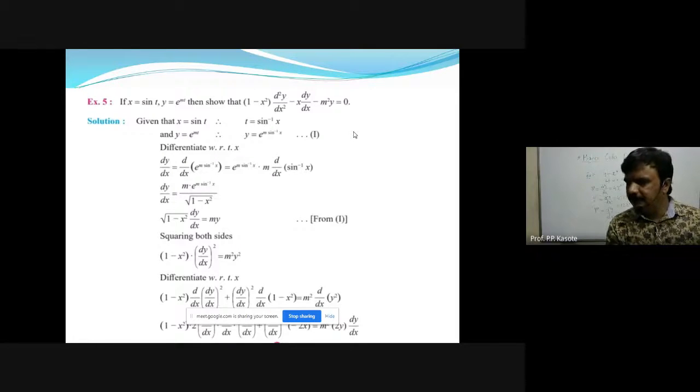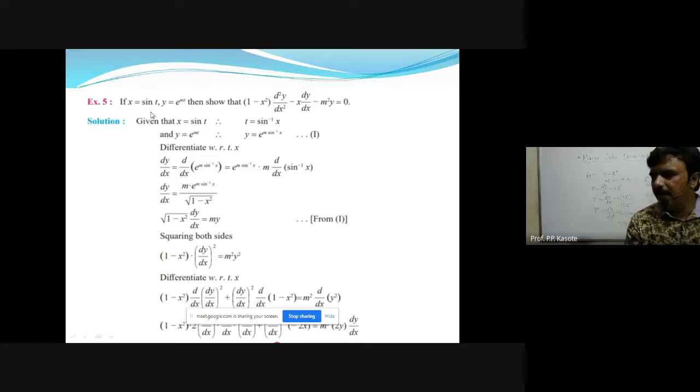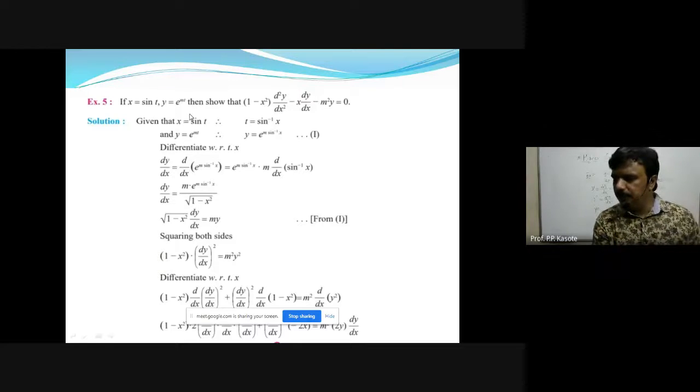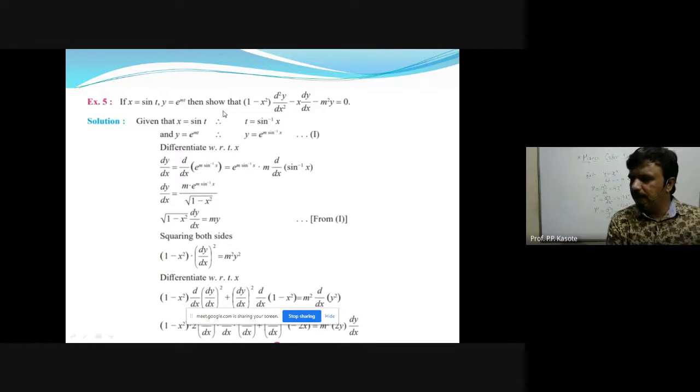Now see, last example we'll see over here. If x is equal to sine t and y is equal to e raised to mt, then show that (1 minus x square) into d square y upon dx square minus x into dy by dx minus m square y is equal to 0. We are asked to prove this and we are given the values of x and y.